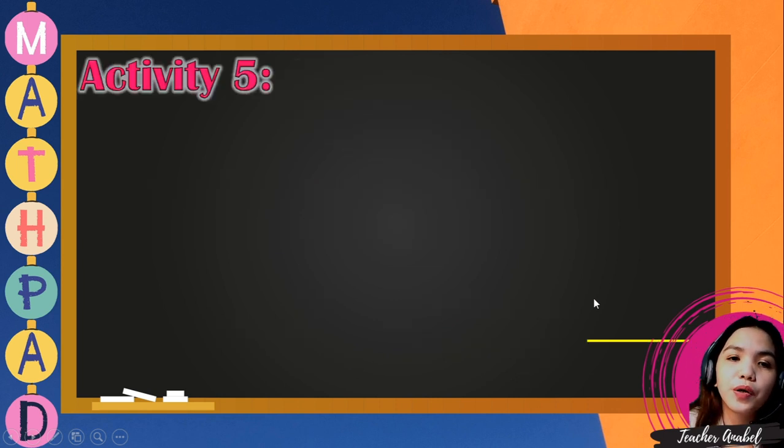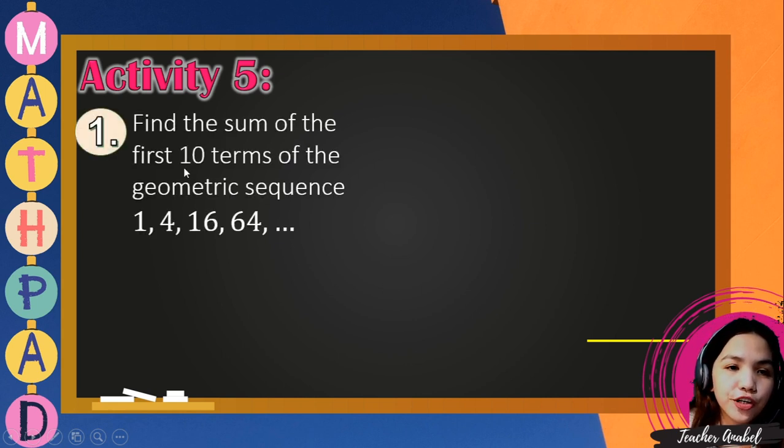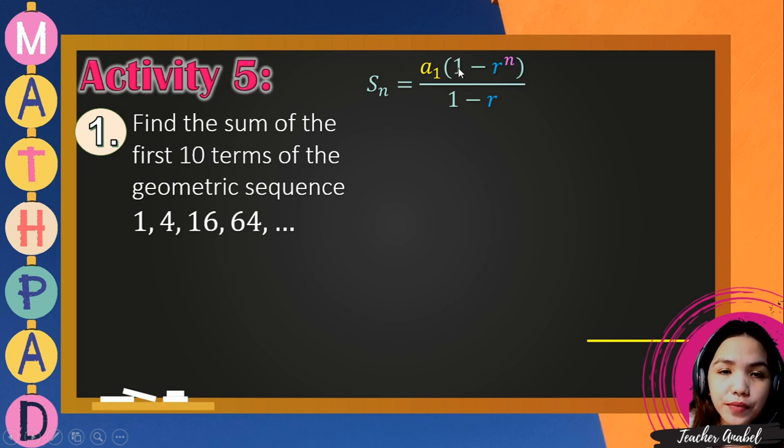So let's take a look at this activity. Now, find the sum of the first 10 terms of the geometric sequence 1, 4, 16, and 64. Now, we're going to use the formula. So a sub 1 here is 1, right? R, so we can get r by dividing 16 by 4, and that is equal to 4. And so nakalagay naman sa problem, first 10 terms. Therefore, the value of n is 10.